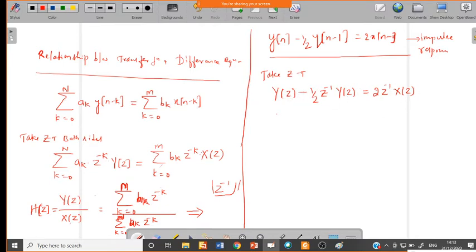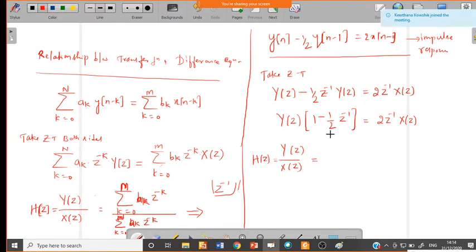Now take the ratio y of z by x of z. If you take y of z common, you will have 1 minus half z inverse, which is equal to 2 z inverse into x of z. So now take the ratio y of z divided by x of z, and that will give your h of z. This will give the transfer function. So h of z in terms of the z polynomial is 2z inverse divided by 1 minus half into z inverse.